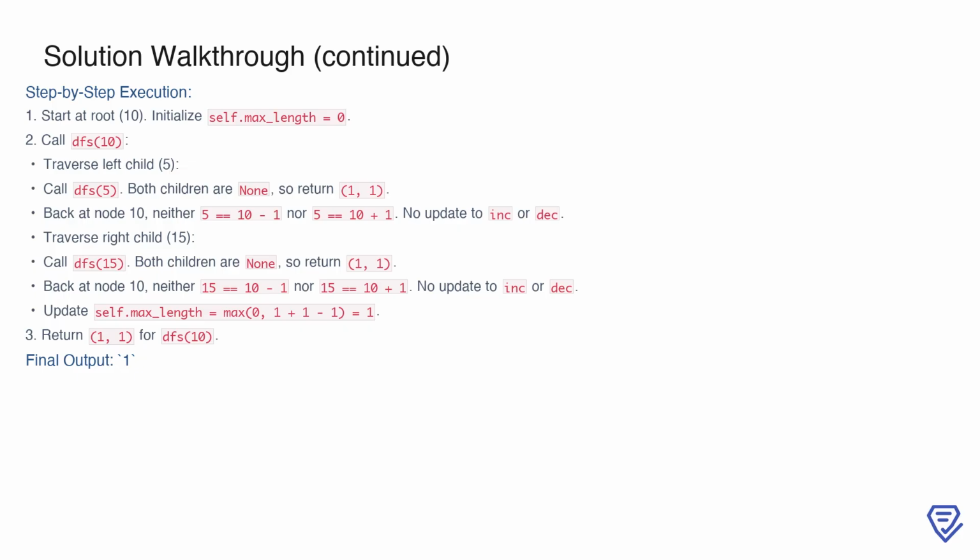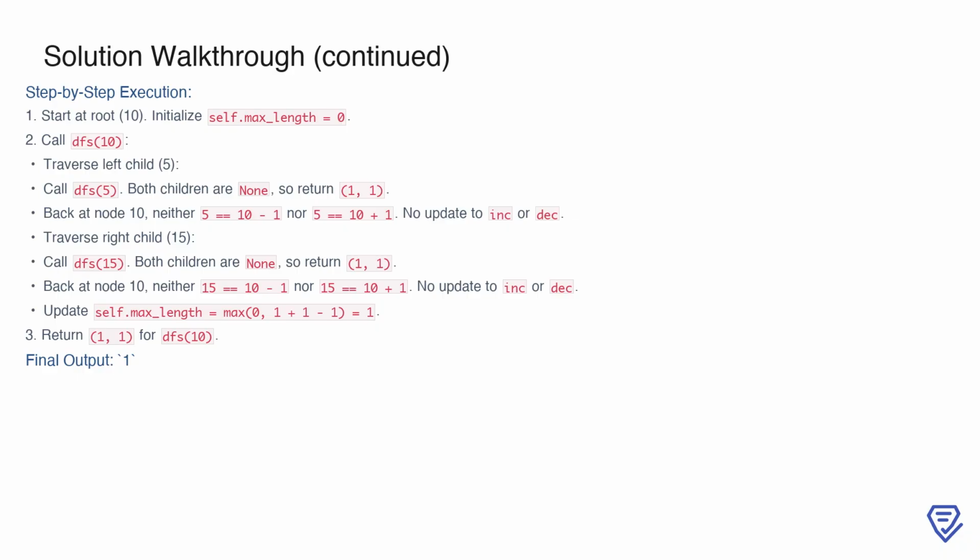Lastly, we consider a binary tree with no consecutive sequences. The root node is 10, with 5 and 15 as its children. Starting with self.max_length at 0, we call DFS on 10, and first traverse the left child, node 5. Since node 5 has no children, it returns 1, 1.